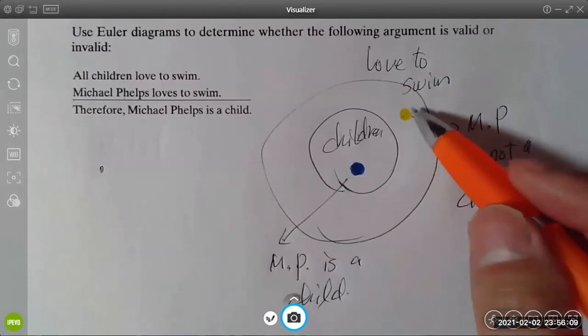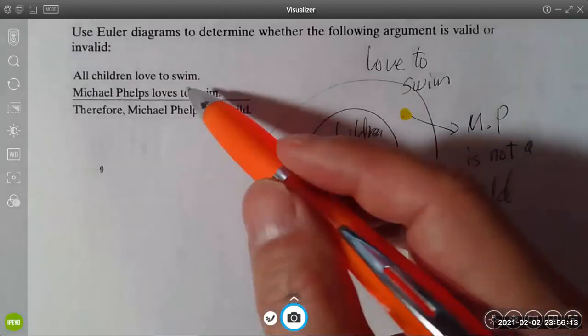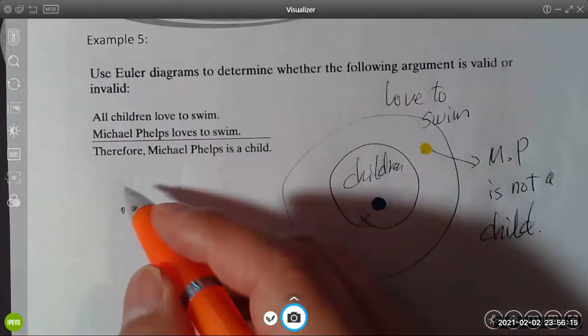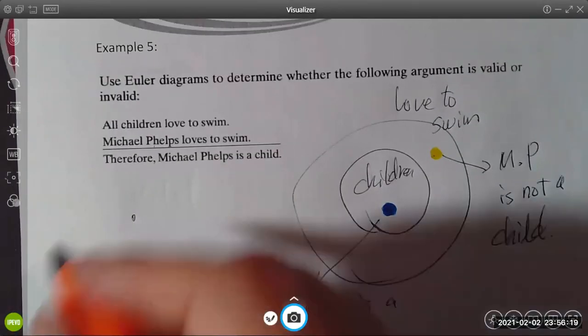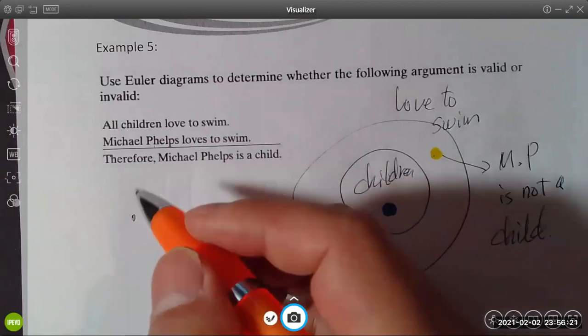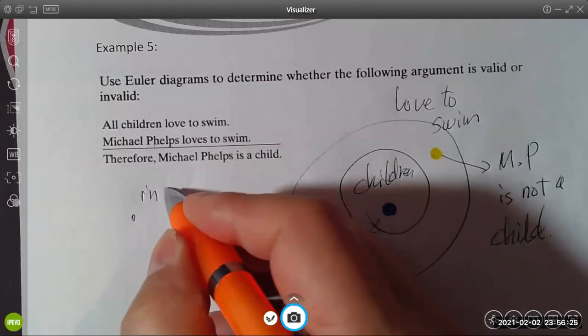Since we could have different conclusions by using the same premises, that means this original one is not a valid one, because a valid one can only draw one conclusion, cannot have two different or more conclusions based on the same premise. So invalid.